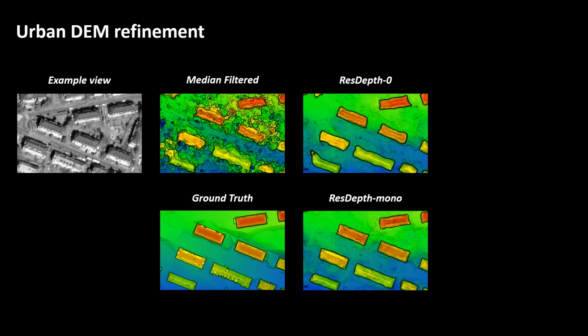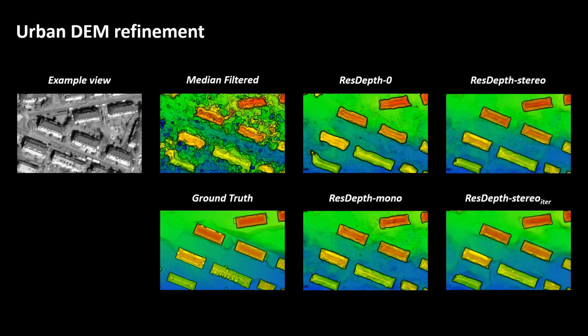ResDepth Mono already works surprisingly well. Even without stereo guidance, substructures on roofs start to emerge that were not visible in the input model, and straight lines and rectangular footprints are more faithfully reproduced. Adding a second image further improves the refinement.